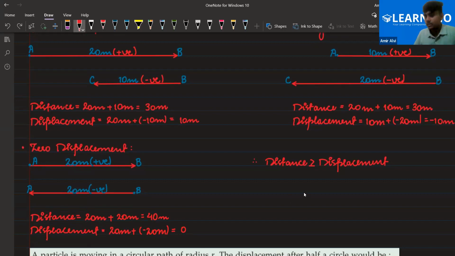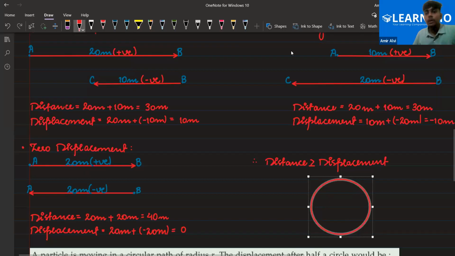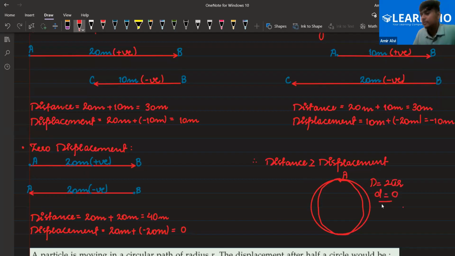So in the circular case, Javeriya, Chakrika, you gave me the answer for when the body's distance and displacement would be equal. In that case, you were wrong, because if you start at point A and complete one circle, you are at the same point. So your distance would be 2 pi r, but your displacement would be 0. Did you get my words? Because you are at the same point from where you have started. Clear, Javeriya and Chakrika? Yes.